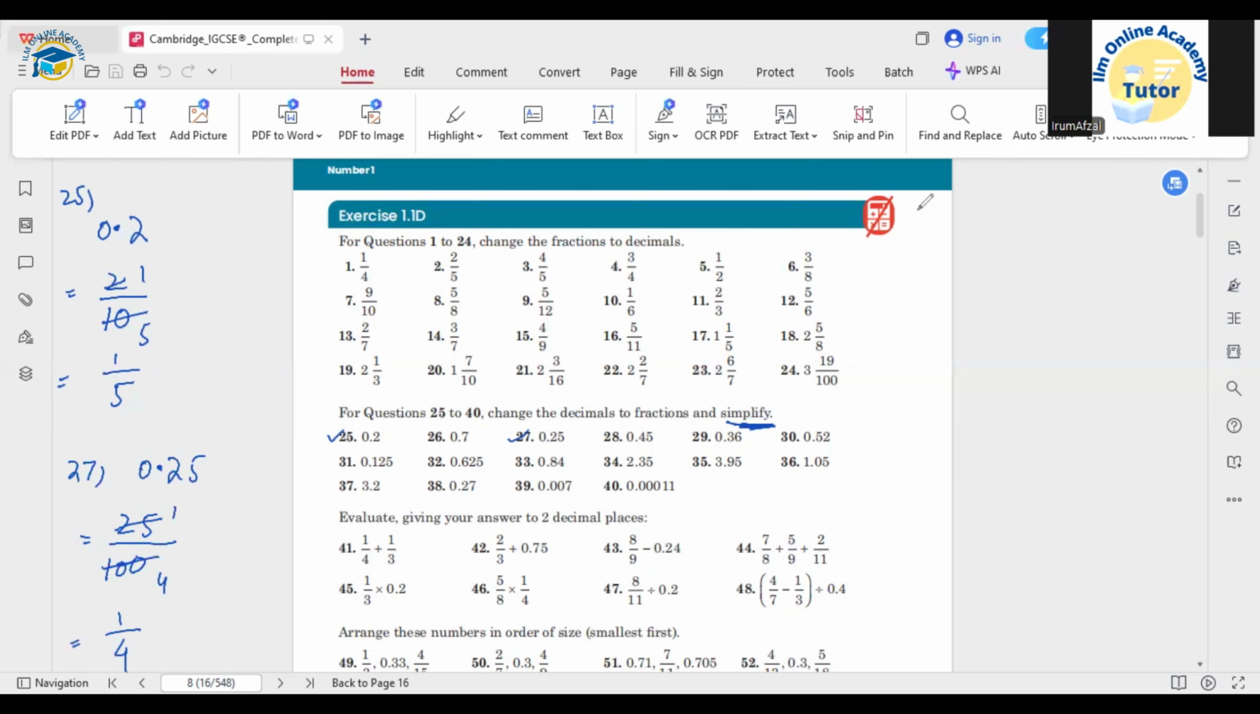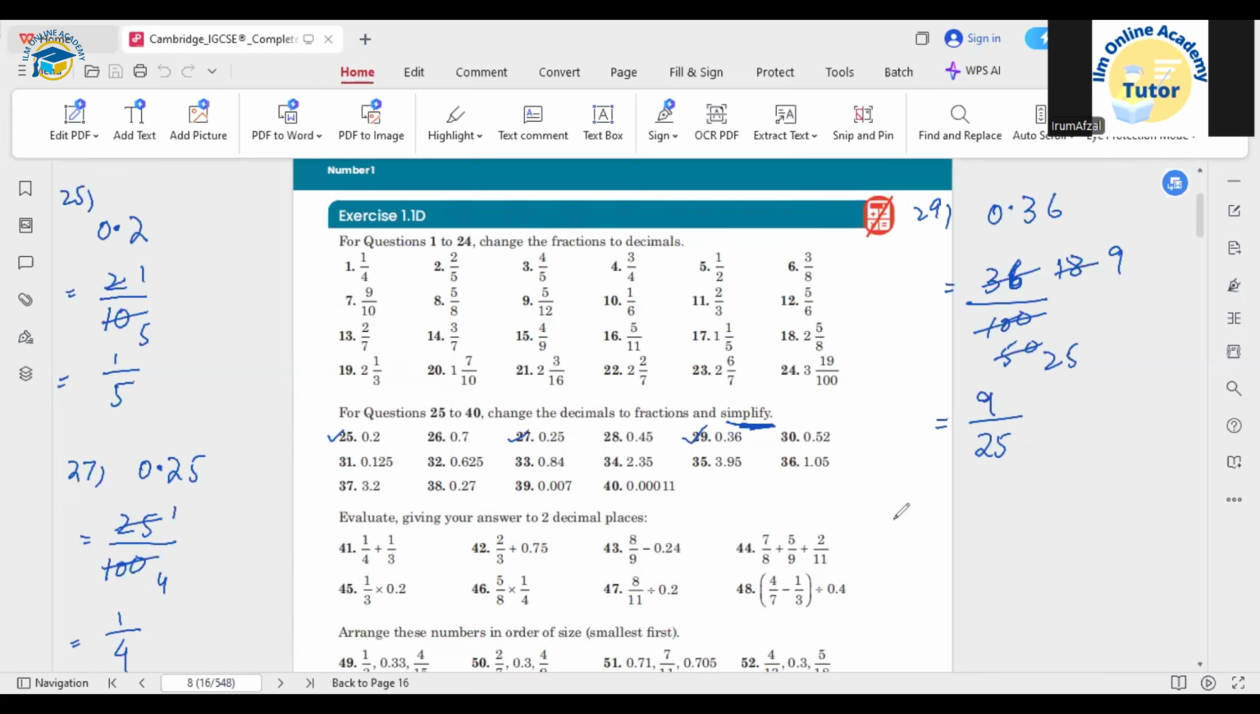Okay, next 29. We have 0.36. So we can write 36 by 100 again. To convert it into the simplest form, we can use the number 2. 2 times 18 is 36, and 2 times 50 is 100. Again simplified: 9 times 4 is 36 and 25 times 4 is 100. So the number that I'm getting is 9 by 25. This further can't be simplified, so you can just leave it at 9 by 25.